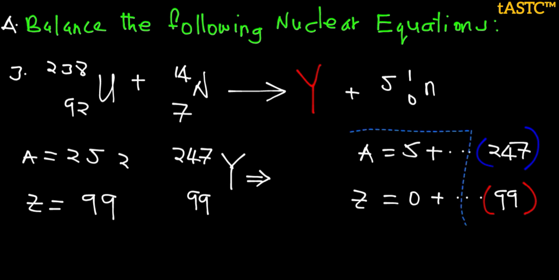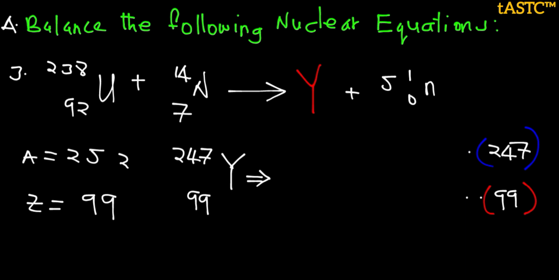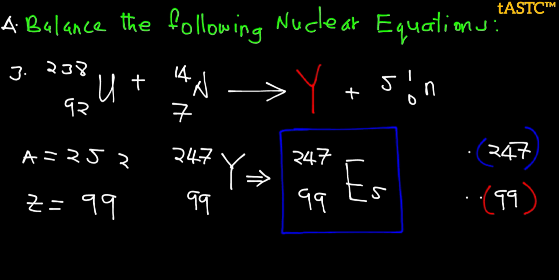So I'm just going to wipe some stuff out here. So this is a 247 and you got 99. That is what you have. This is Einsteinium. So that will be the answer to this one. So that is it.